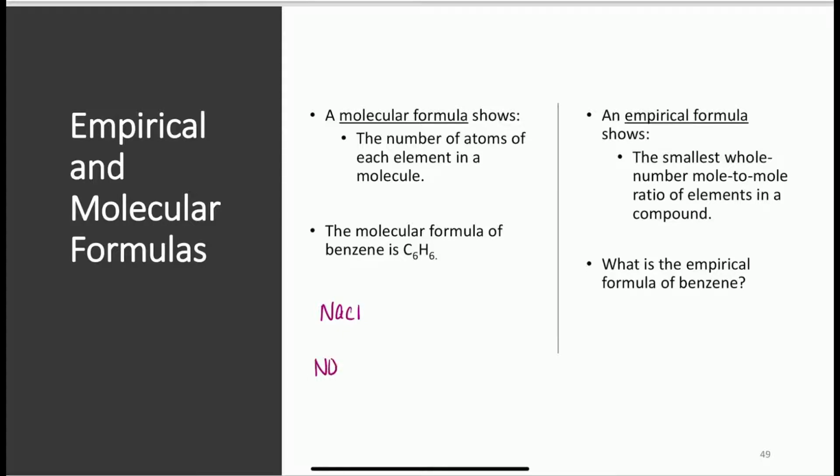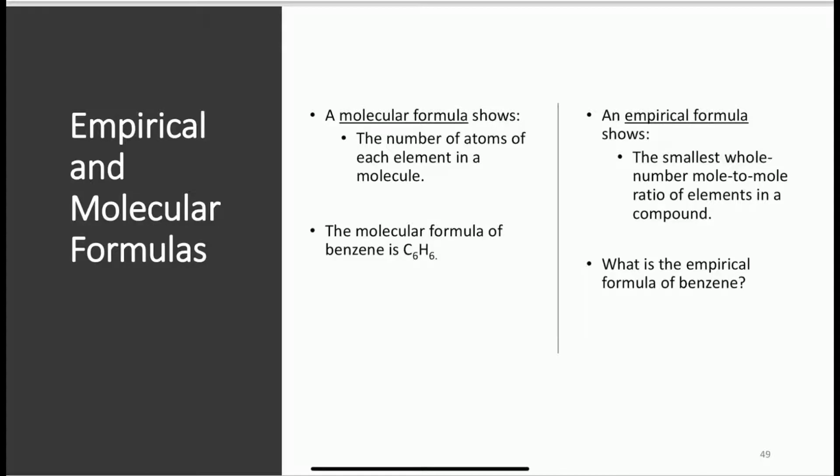NO, nitrogen monoxide, that is a molecular formula and an empirical formula. NO2, molecular formula, empirical formula. But N2O4 is just a molecular formula. It is not an empirical formula. So here we see as an example, the molecular formula of benzene is C6H6.